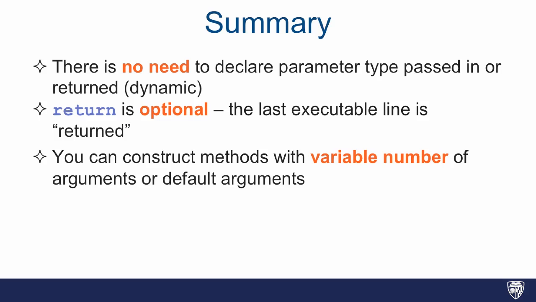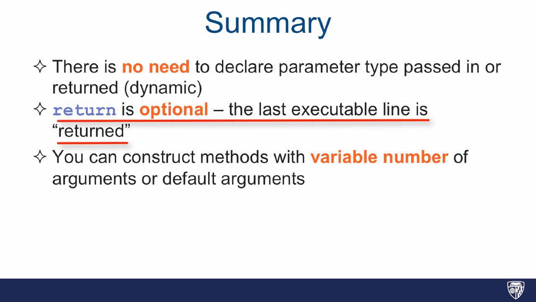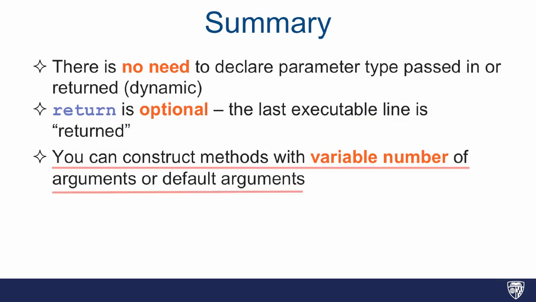So in summary, there is no need to declare the parameter type passed in or returned because Ruby is dynamic, and because it's dynamic, you don't need to tell it what type the parameter is, and it makes for some very interesting use cases of how you could use methods. Unlike in other languages where you know exactly what the method is returning, and sometimes you have to bend that somehow, in Ruby, you could pass in or return really anything as long as it doesn't break what's defined inside the method. Return is optional. And how does it know what to return? Well, that's simple. The last executable line inside the method is returned. You can construct methods with a variable number of arguments, and you could also use default arguments.